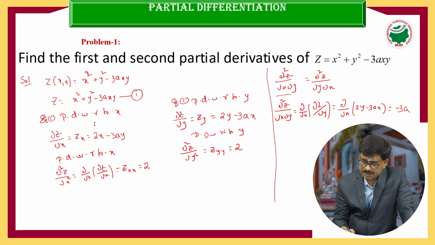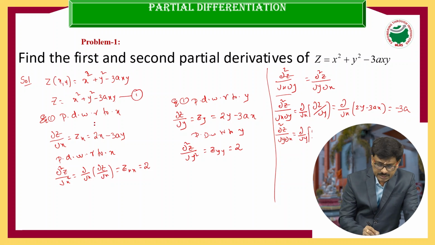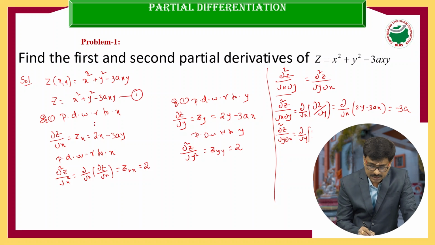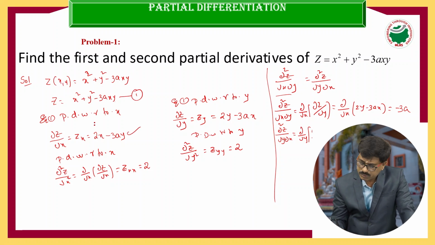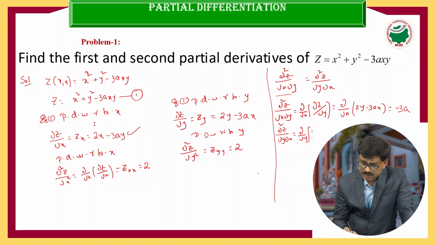In a similar manner, ∂²z/∂y∂x. What happens? ∂/∂y of ∂z/∂x. What is ∂z/∂x? Already we got ∂z/∂x equal to 2x minus 3ay. Now, in this case, if I take the partial derivative with respect to y, then this becomes minus 3a. Therefore, what is your conclusion?